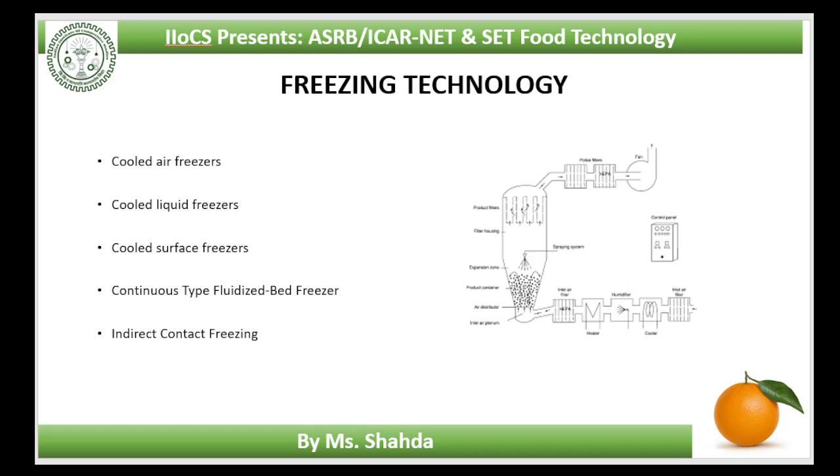Major advantages of liquid nitrogen freezing are as follows. It undergoes slow boiling at -196 degrees Celsius. This provides great driving force for heat transfer. Liquid nitrogen, like other immersion fluids, intimately contacts all portions of irregularly shaped foods, thus minimizing resistance to heat transfer.